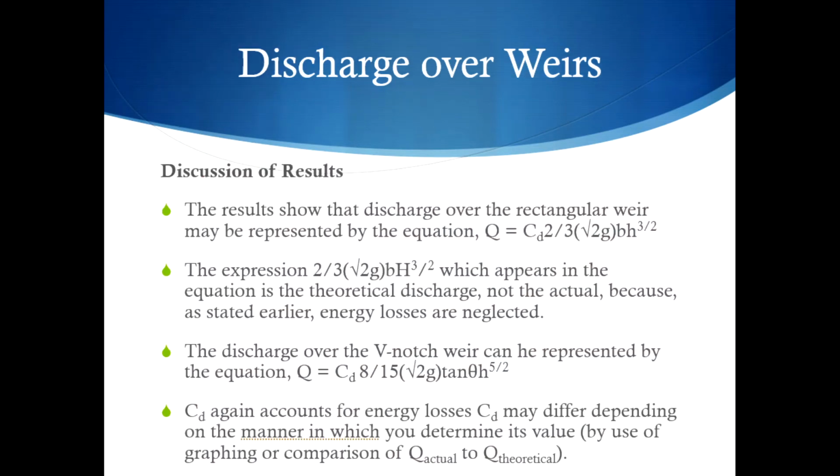So for the discussion of the results, it could be: the results show that the discharge over the rectangular weir might be represented by the equation in this one. So we calculated the experimental flow rate, but after obtaining a CD, we can also calculate the real one. That is not mandatory, but it could be a nice discussion to do it for the expression.